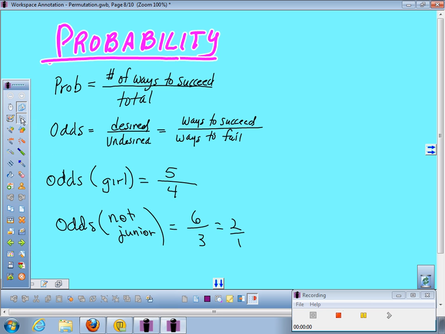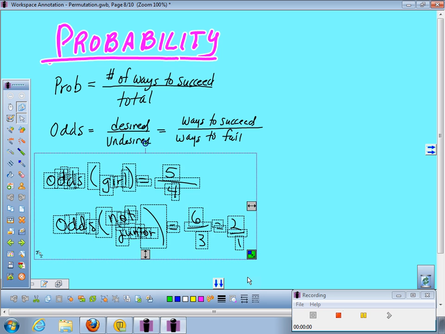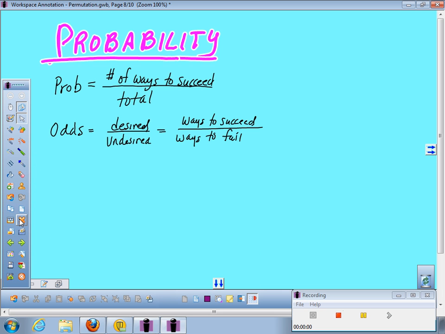Probability. You have seen this before. I did this with you at the beginning of the year because it was on the math assessment, so this should not be a big surprise.